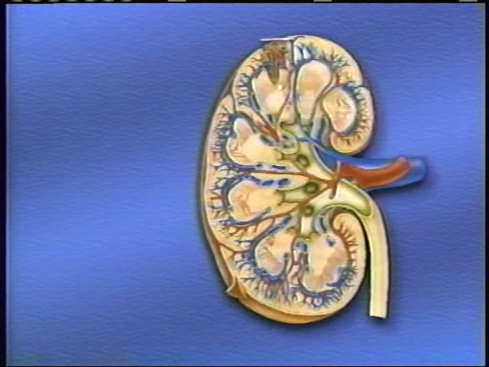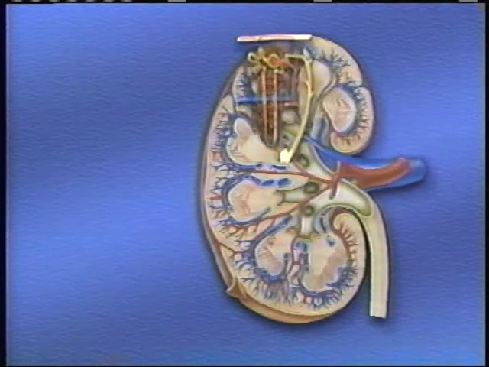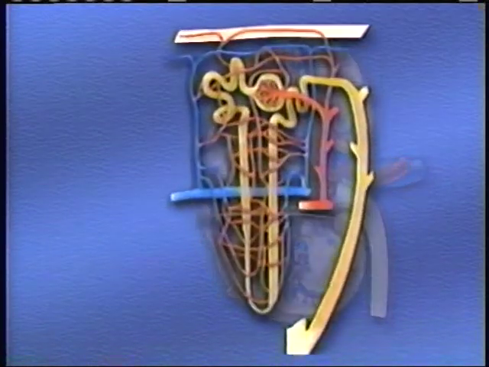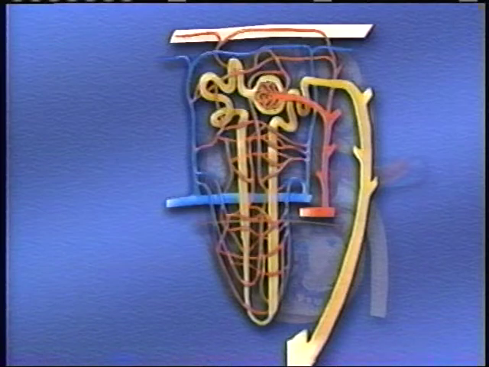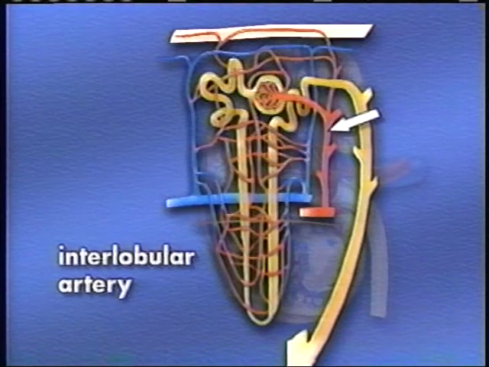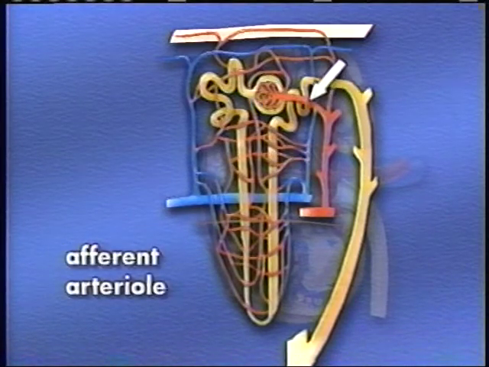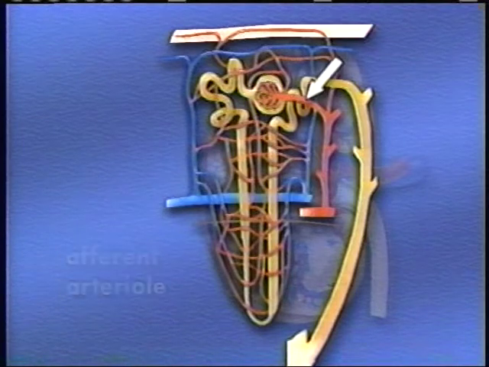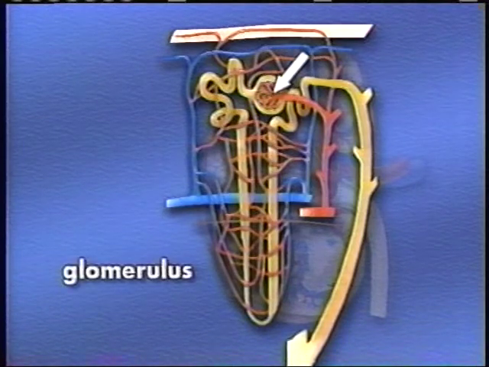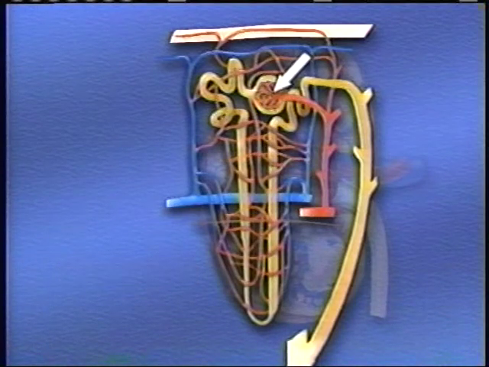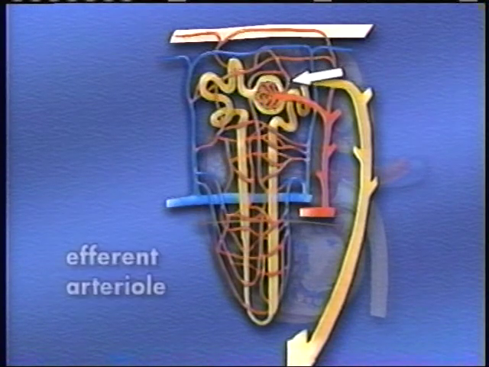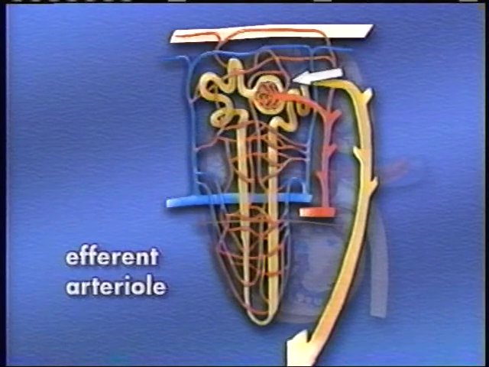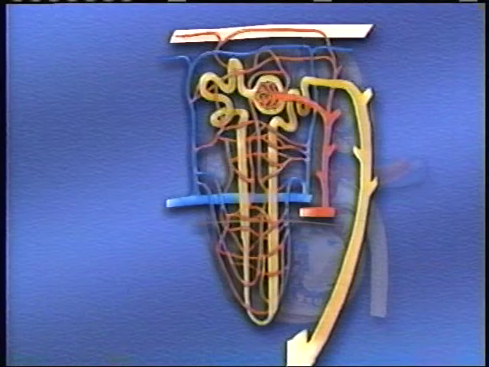In this illustration of a nephron and its microvasculature, we can follow the flow of blood from the interlobular artery. Each interlobular artery furnishes blood to several afferent arterioles, each of which continues to become the glomerular capillary network surrounded by the glomerular capsule. Leading away from each glomerulus is an efferent arteriole. Each arteriole gives rise to a second capillary bed.